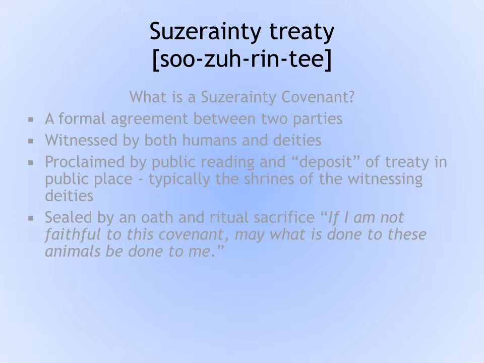So this carried a great deal of weight, and it was extremely important to the people that as they entered into this covenant style agreement, they knew that they as a community were entering into it. And basically, it was to say that if I'm not faithful to this covenant, may what is done to these animals in ritual sacrifice be done to me. And we see this several times within the Old Testament pages, this type of treaty being formed.